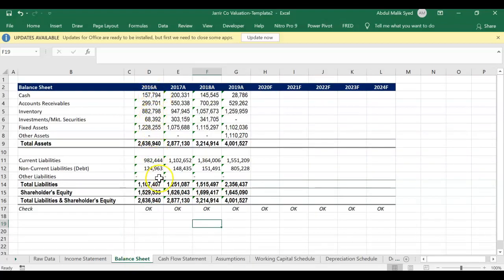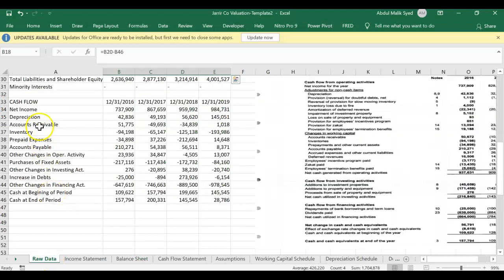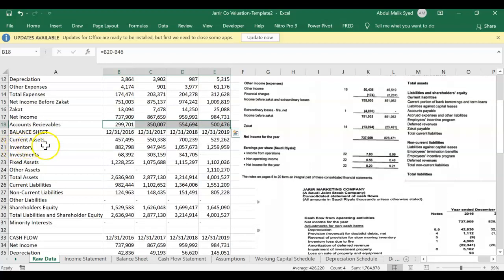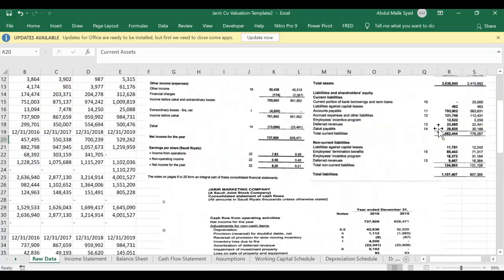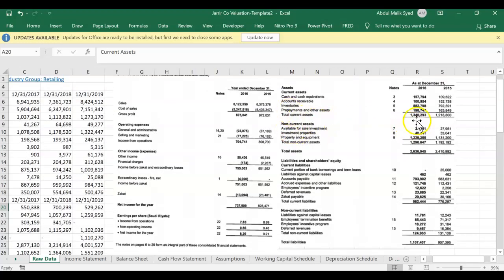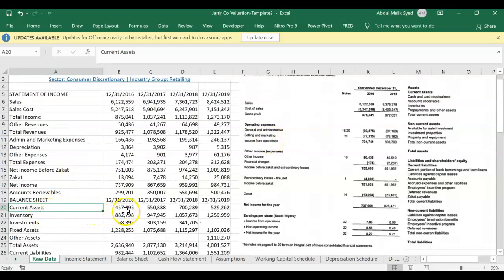Similarly, we do the balance sheet. Notice that I have created cash and accounts receivable, which is not there in the original statement. You have current assets here, but actually these are not current assets. If you see the Jarrir balance sheet, you will find that the total current assets for 2016 are 1340293, whereas in Tadawul it's shown as 457495. Therefore these are not current assets but quick assets. For our purpose we can bifurcate quick assets into two: cash and cash equivalents plus accounts receivable.